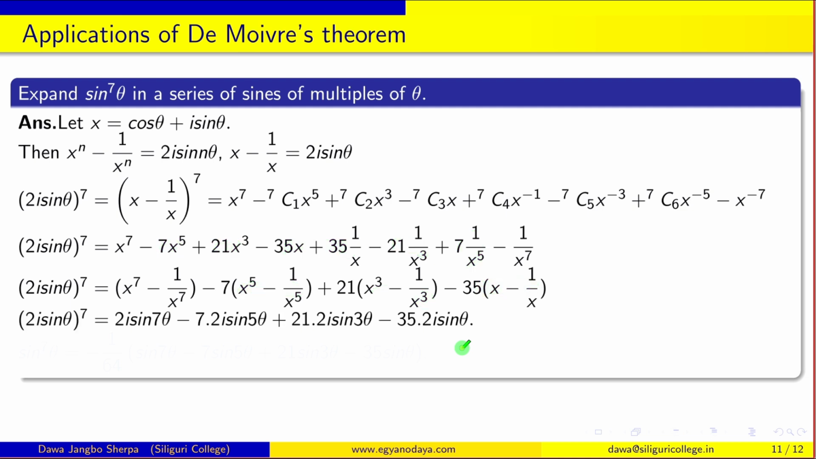So (2i sin theta) to the power 7 can be written as x to the power 7 minus 1 by x to the power 7, from here I can write 2i sin 7 theta. This can be written as 7 into 2i sin 5 theta. This can be written as 21 into 2i sin 3 theta, and similarly this is 35 into 2i sin theta. So sin to the power 7 theta can be written as, taking this term to the power 7 over here, minus 1 by 64 times (sin 7 theta minus 7 sin 5 theta plus 21 sin 3 theta minus 35 sin theta). This is your answer. Thank you.